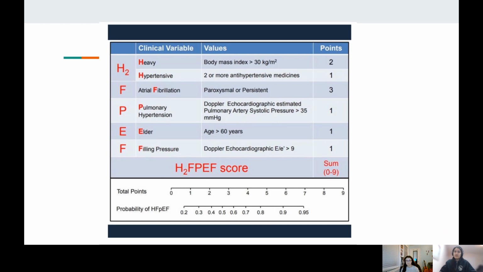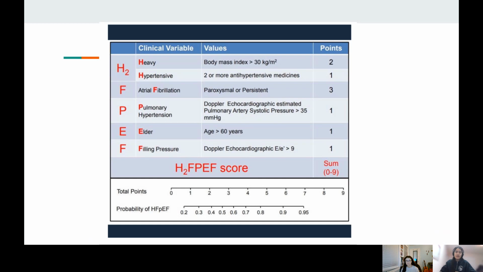So HFpEF is this acronym up here. It's heavy and hypertensive. So heavy is if the patient has a body mass index or BMI of over 30 kilograms per meter squared, then they would receive 2 points on the score. If the patient is taking 2 or more antihypertensive medications, they'll receive 1 point. For F, that stands for atrial fibrillation. And so if you have paroxysmal or persistent atrial fibrillation, you get 3 points.